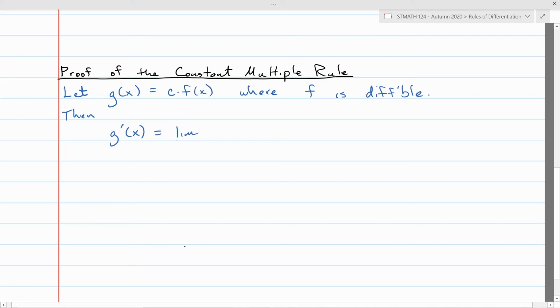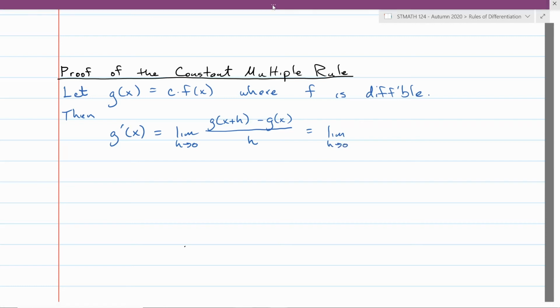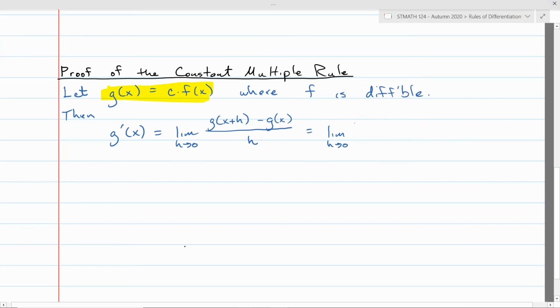Well, that would be the limit as h goes to 0 of g of x plus h minus g of x, all divided by h. And g of x plus h just means put x plus h in the formula that I have for g there, right here. And then in turn, all that means is put x plus h in the f function there. So you end up with c times f of x plus h minus c times f of x, all divided by h. And then what I'm going to do in the numerator is factor out that c, which I could write like this. After I factor it out of the numerator, I could just set it out in front of the fraction like this. So it'd be c times f of x plus h minus f of x over h.